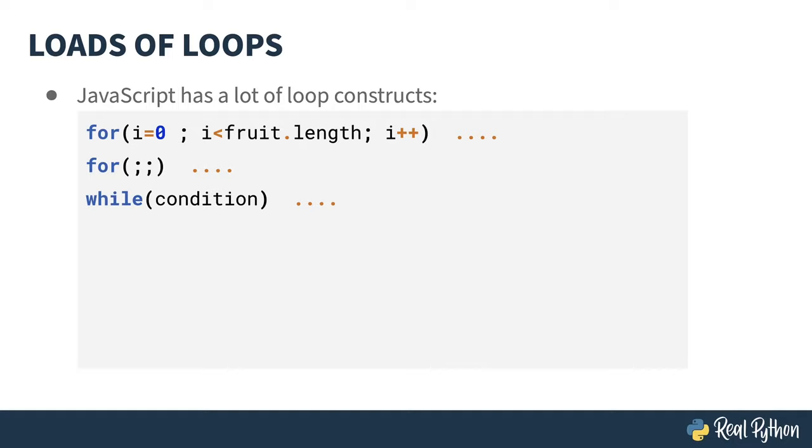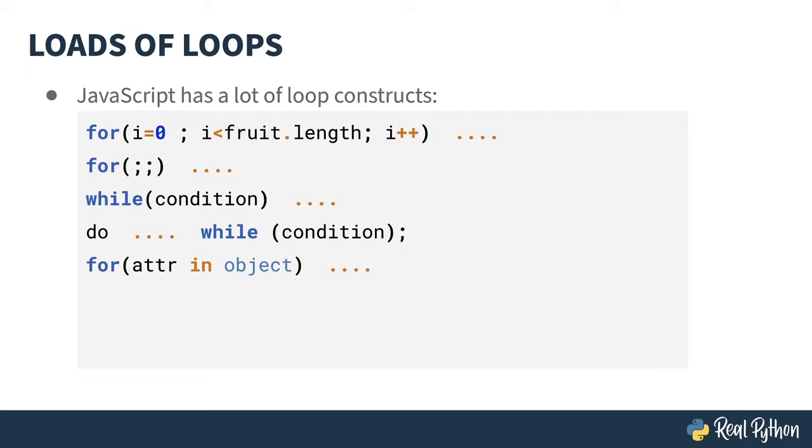JavaScript also supports a while loop and a do while loop. This is like a while loop, but the condition check is done after the first iteration. This can be useful if you want to do something once for sure and then possibly repeat it a few more times. Like Python, JavaScript supports the continue and break keywords to skip to the top of an iteration or leave the loop altogether, respectively.